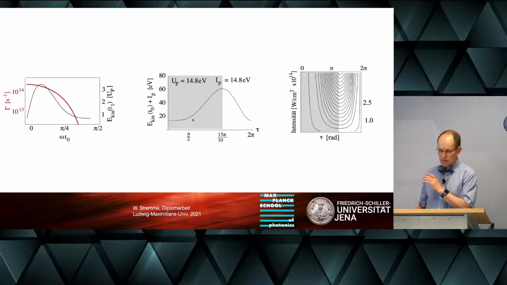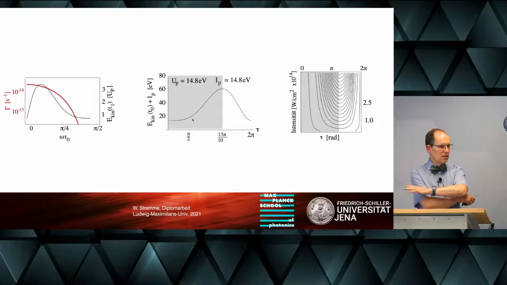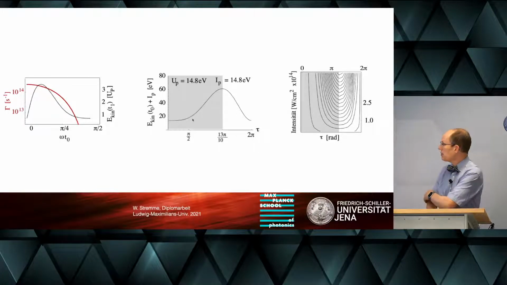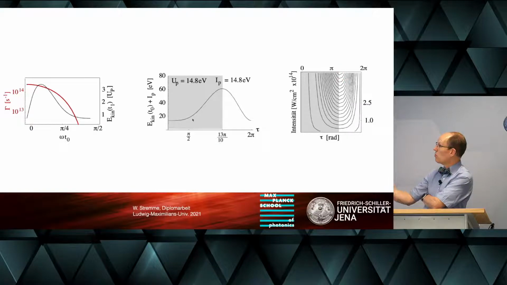These contour lines, as I said, they represent the harmonics. I don't know now which harmonic this is specifically. Say this is the 13th harmonic. Then this would be the 15th, 17th, 19th, and so on. And the higher the order, the more intensity you need, even for the cutoff.